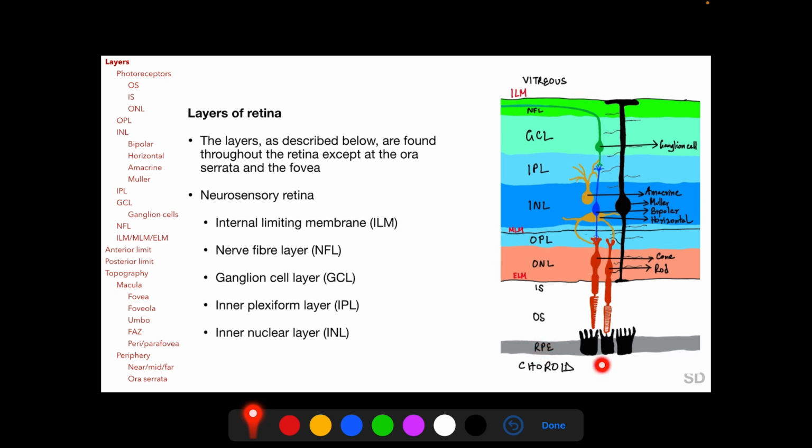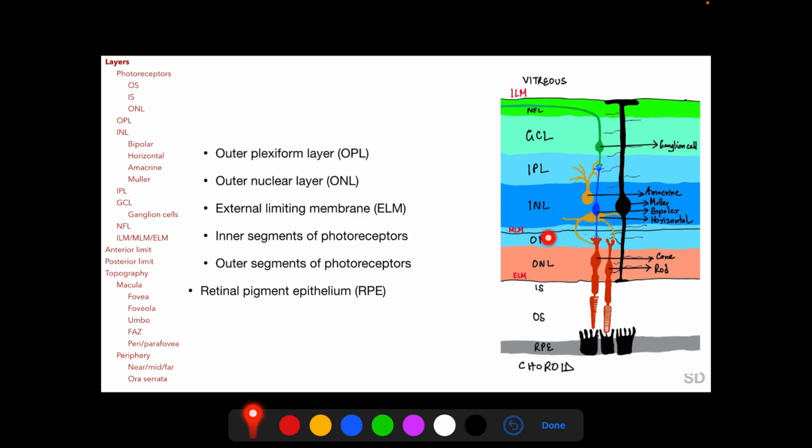From proximal to distal, the neurosensory retina constitutes the internal limiting membrane, the nerve fiber layer, the ganglion cell layer, the inner plexiform layer, the inner nuclear layer, the outer plexiform layer, the outer nuclear layer, the external limiting membrane, the inner segments of the photoreceptors and the outer segments of the photoreceptors.